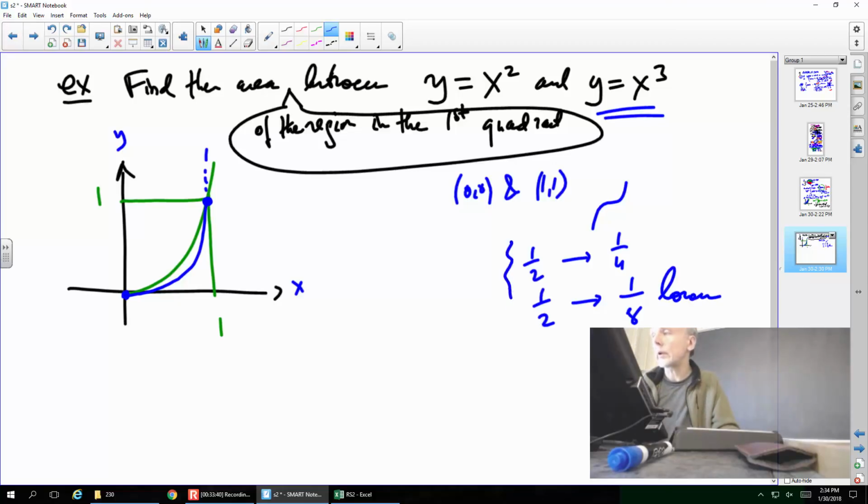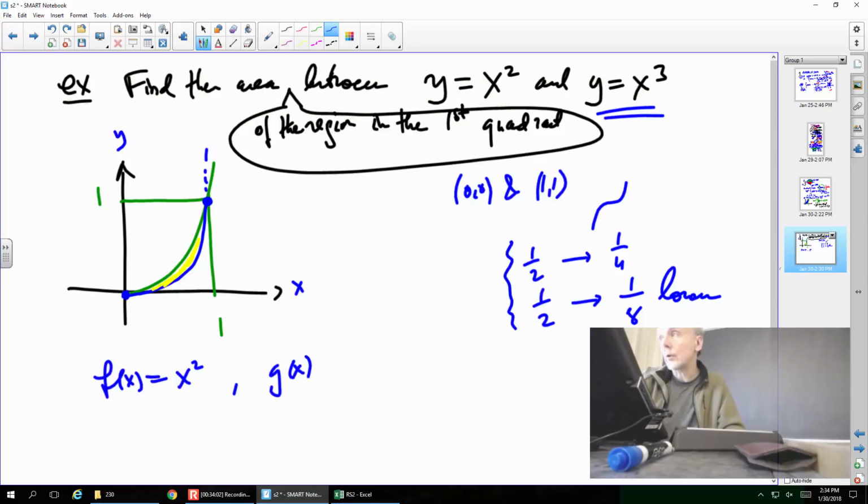Of course, you can just plot it with a graphing calculator. So then that is the region we're after. This is the region. It's in the first quadrant. And lower or higher was important. Now we know which one is f and which one is g. So x squared is f and x cubed is g. Okay, so you write it out. f of x is equal to x squared. g of x is equal to x cubed. a is equal to 0. b is equal to 1. Right? That's all.